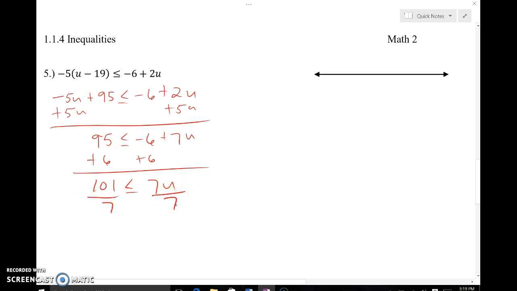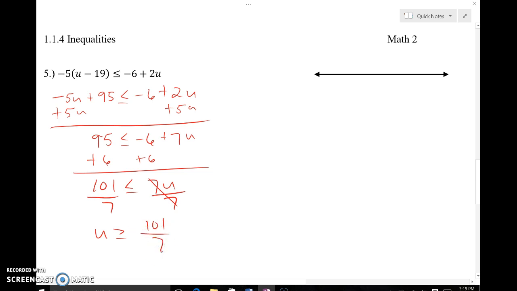And I know what you're thinking again, well, that's definitely going to be decimals. That's okay. I'm going to leave it as a fraction though. 101 divided by 7. And I don't really like the way that looks, so u is greater than or equal to 101 over 7. That way I'm real clear on which way to shade.